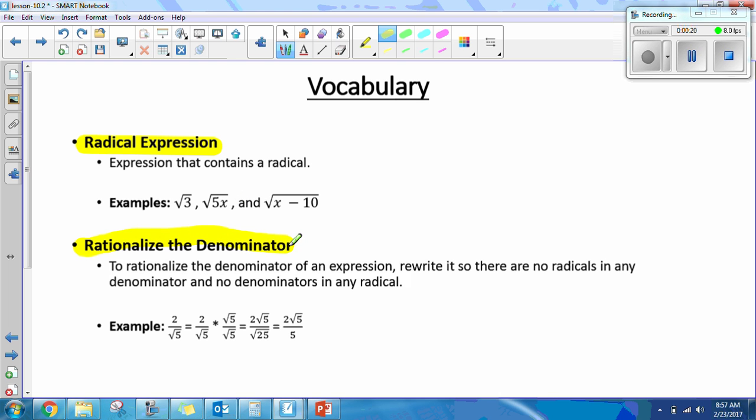Rationalize the denominator. To rationalize the denominator of an expression, rewrite it so there are no radicals in any denominator and no denominators in any radical. Here's an example of what we'll be doing in this lesson.